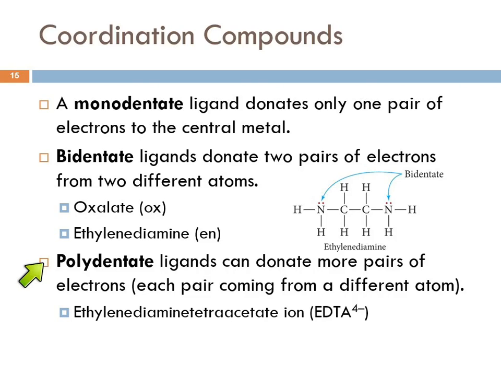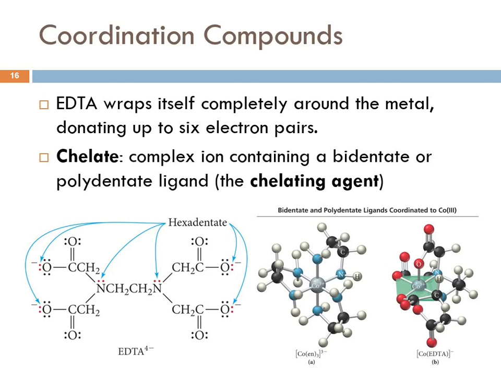Polydentate ligands have more than two pairs of electrons. And so here's our friend that you were asking about, ethylenediaminetetraacetate ion, EDTA. It's got a 4- charge. This is the most common polydentate ligand. And here's a picture of it.